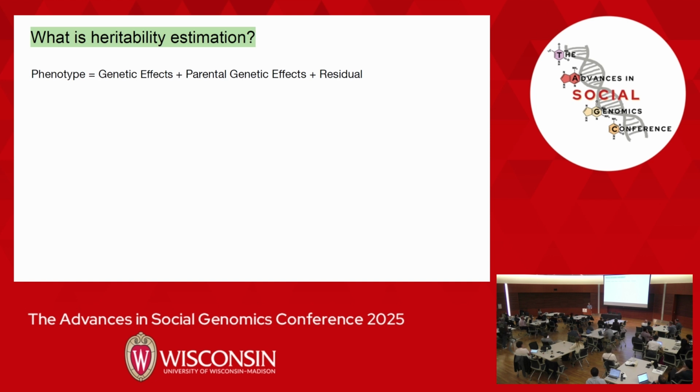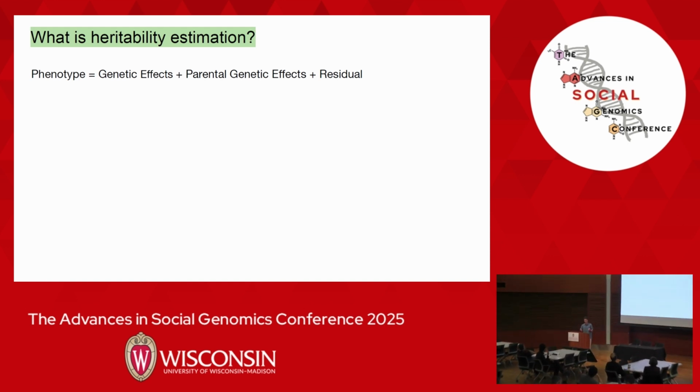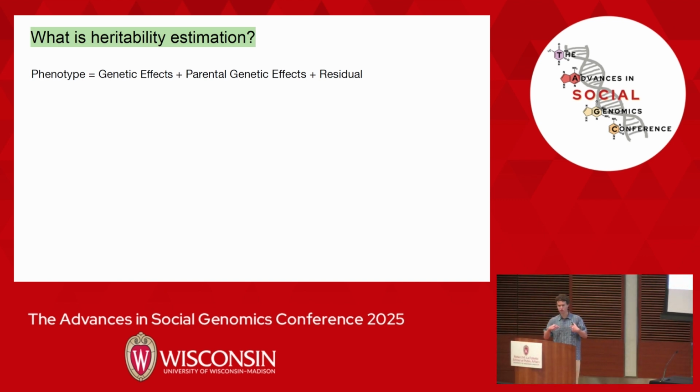So first, before we get into the estimators, background on heritability. Let's think about a phenotype as being driven by genetic effects. So that's a person's own genetics, the effect on themselves. And then there can also be parental genetic effects. So that's a parent's genetics affecting the parent's phenotype, which could in turn affect the child. So that's an indirect genetic effect. And then there are other things we'll just throw into the residual, like environmental noise and other things. It could be like the grandparents' genetic effects.